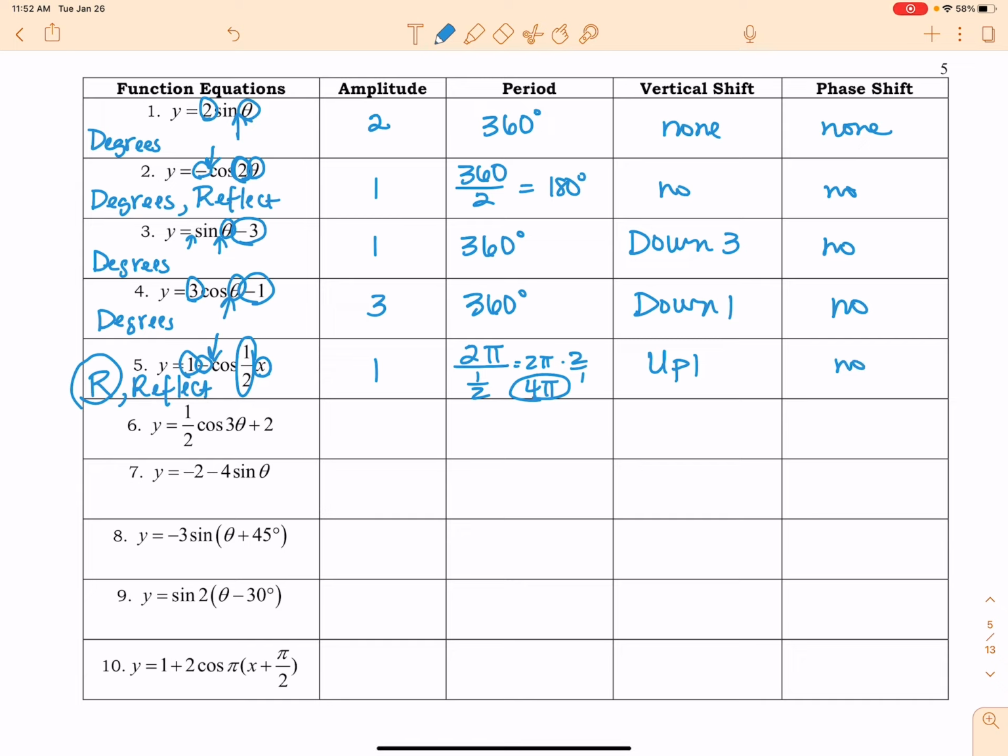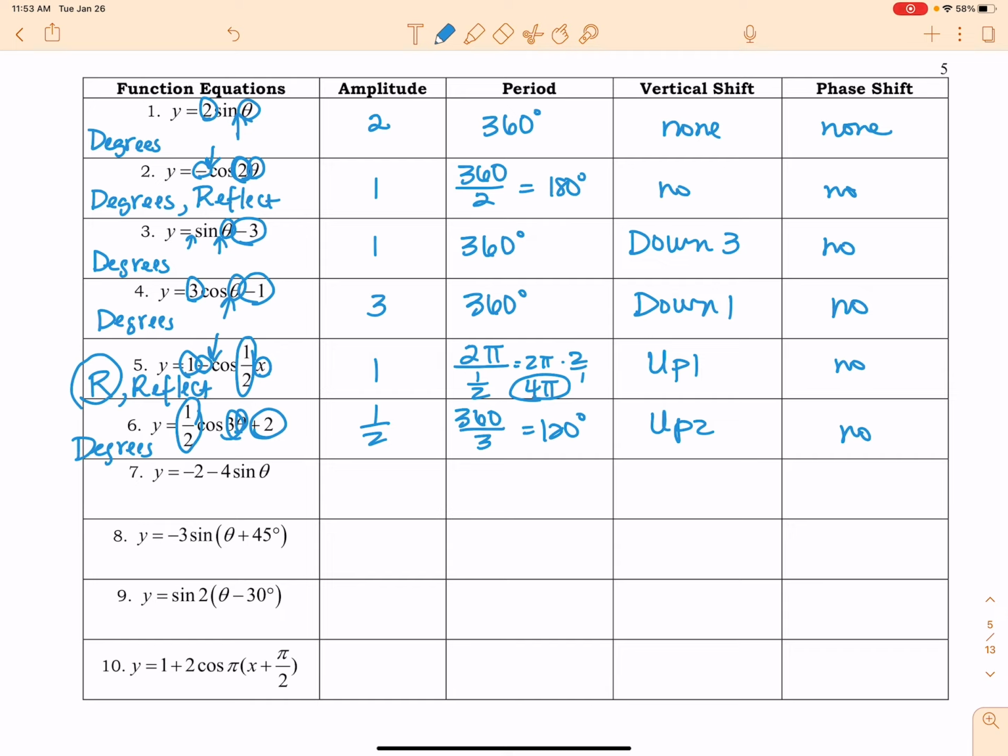Okay, next example, number 6. We have 1/2 cosine 3 theta plus 2. Theta is telling us we are in degrees. There's no negative in front of cosine, so there's no reflection. The amplitude is 1/2. The period is going to be 360 divided by 3. And this plus 2 means we move up 2, no phase shift again.